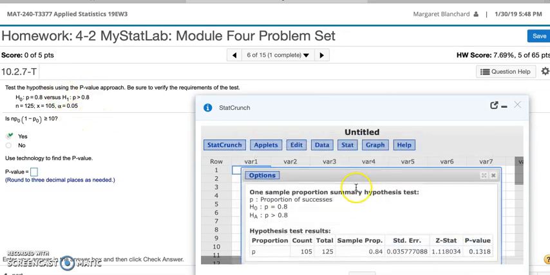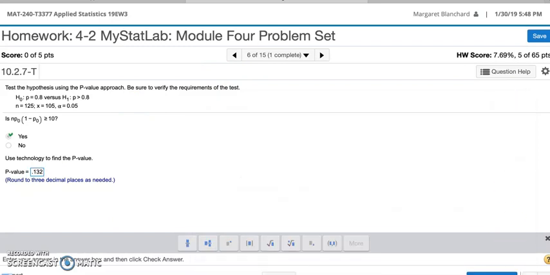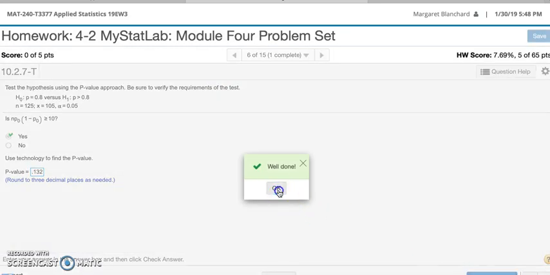Again, this is just given to us from the problem. Click compute, and that brings up our new table with our p values. You see here, it gives us all the results. The one we're focused on, though, is this p value. And we need to round to 3 decimal places. So remember, when you have that 8 there at the end, that means you're rounding this number up. So we're going to round that up to 0.132. Let's check that answer. Well done.